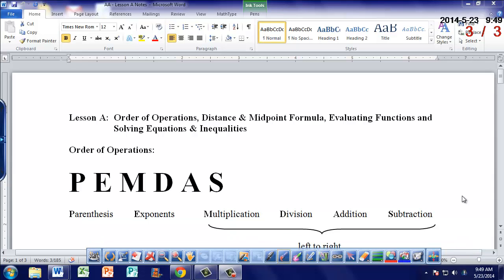Hello, today is lesson A of our pre-unit. In this lesson you will find order of operations, distance and midpoint formula, evaluating functions, and solving equations and inequalities. If there was only one standard you did not do well on, you can skip forward and scroll through and find the part of the notes that you need to listen to.